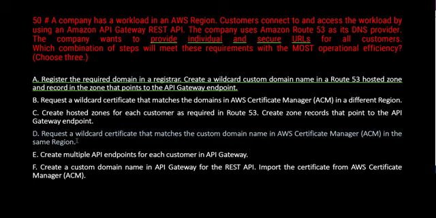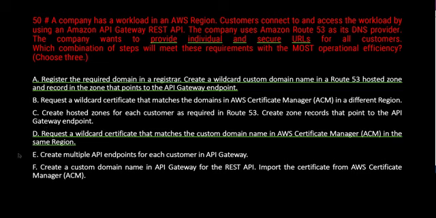This is to request a wildcard certificate from ACM, which is Certificate Manager, that matches the custom domain name you created in step A. So this wildcard certificate will cover all subdomains, and it will also ensure secure HTTPS communication. Okay, so that's why we'll select this. Remember, the difference between B and this is, here it is in a different region, whereas this is in the same region. So it has to be in the same region. So that's why we are picking this option.